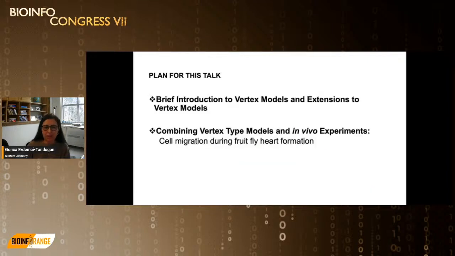For the plan of this talk, I will start with a brief introduction of cells and tissue mechanics, and the mechanical models that we use in my group, which are mainly called the vertex models. I will also be introducing some extensions to standard vertex models. In the second half of my talk, I will be talking about how we combine these types of mathematical models with in vivo experiments, specifically in this example, a cell migration mechanism for fruit fly heart formation.